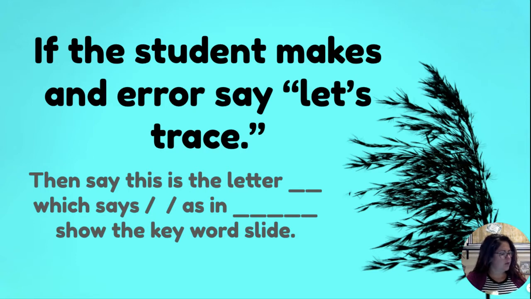If your student makes an error, you would say, "Let's trace." You would say, this is the letter O, which says ah, as in, and then you would show them the keyword slide, octopus, and then have them trace it 3 times. O, ah, O, ah, O, ah. Or if they forgot to say the long O sound.